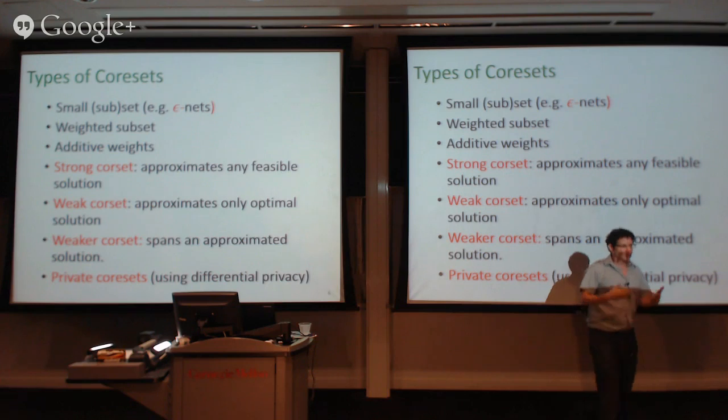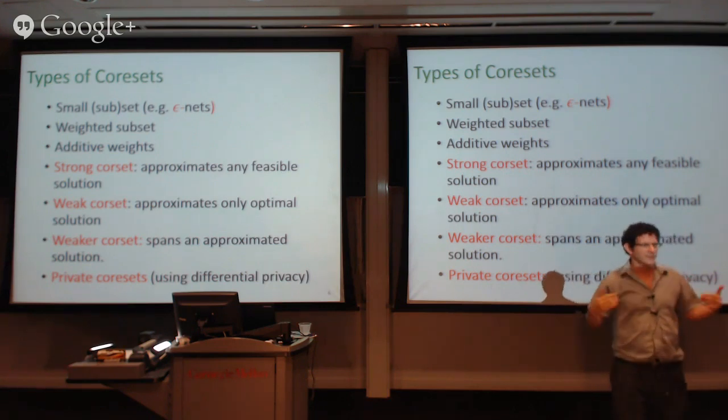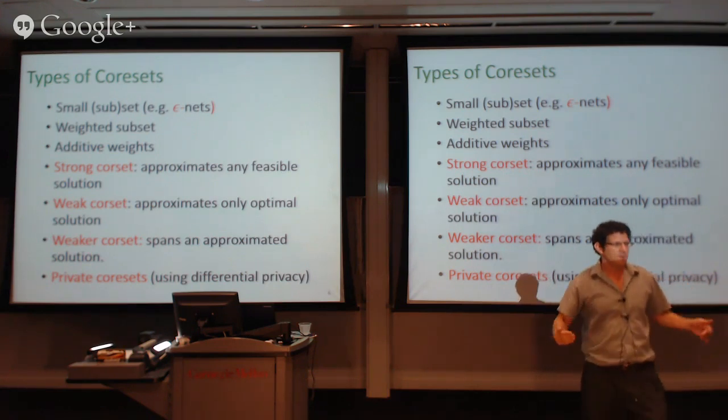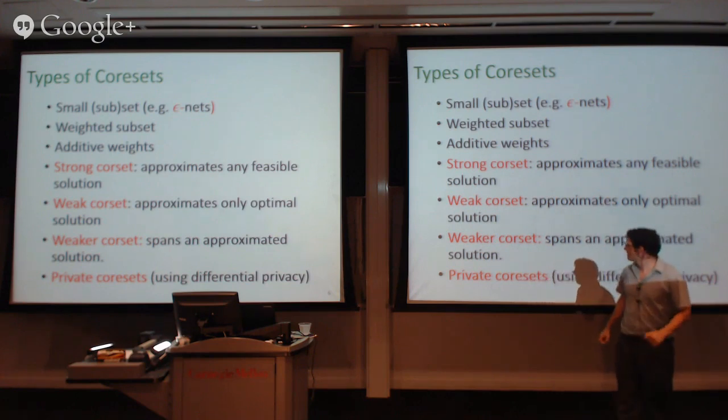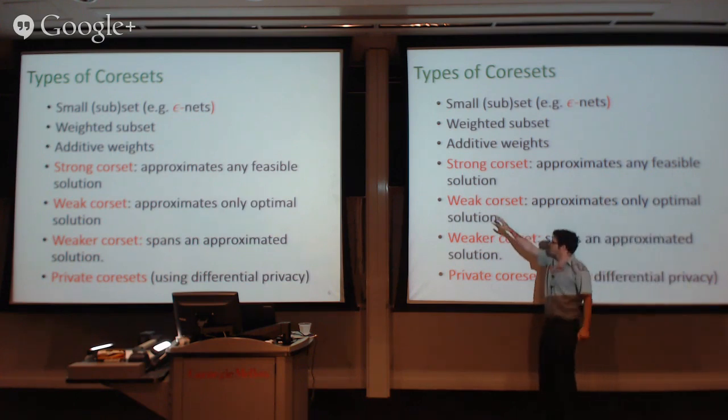It turned out that if we only want to approximate the optimal solution, or find the best one for your data, we can have much smaller coresets, and sometimes we call them weak coresets.